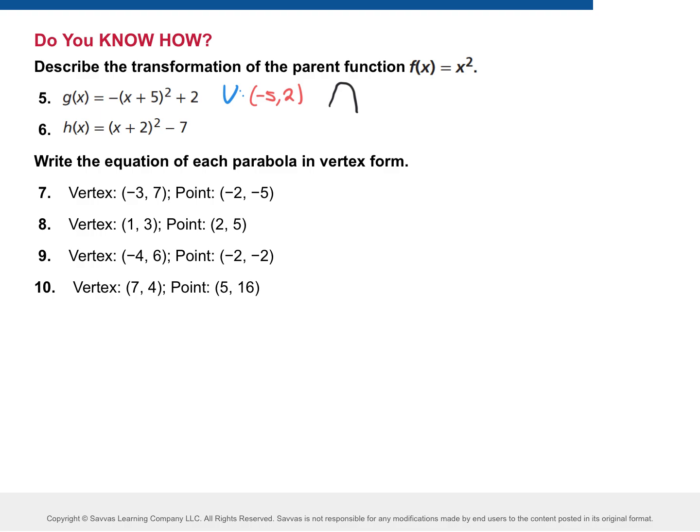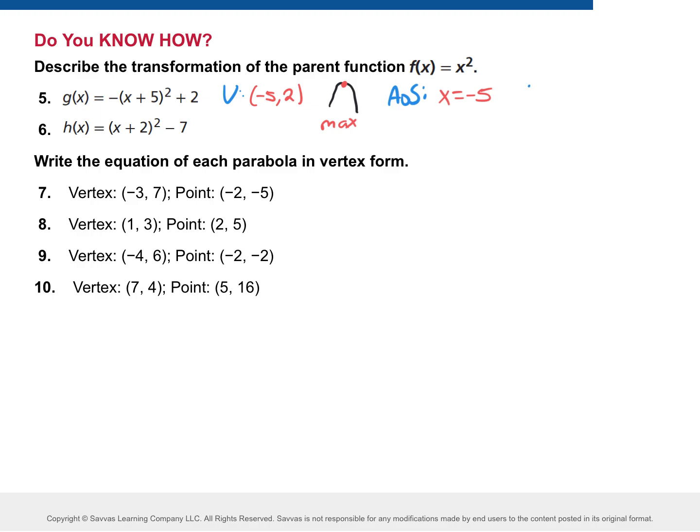What told you that? The negative a. Okay, so my vertex then is here. Is that a minimum or a maximum? Maximum. Okay. What would my axis of symmetry be? x equals -5 would be my axis of symmetry.